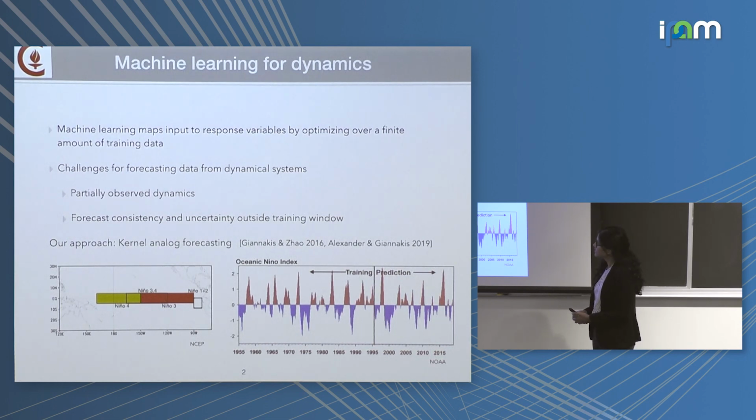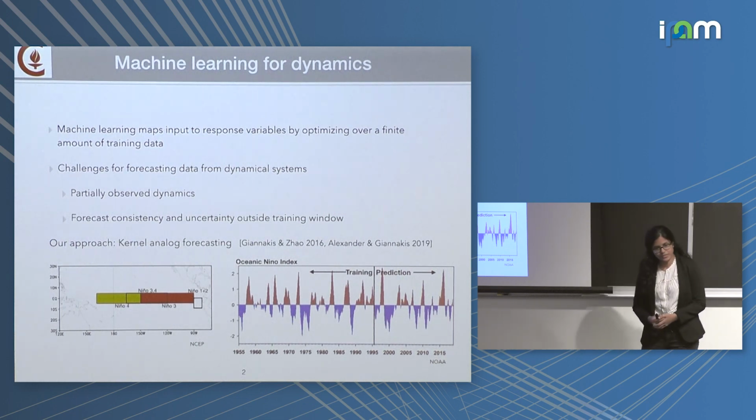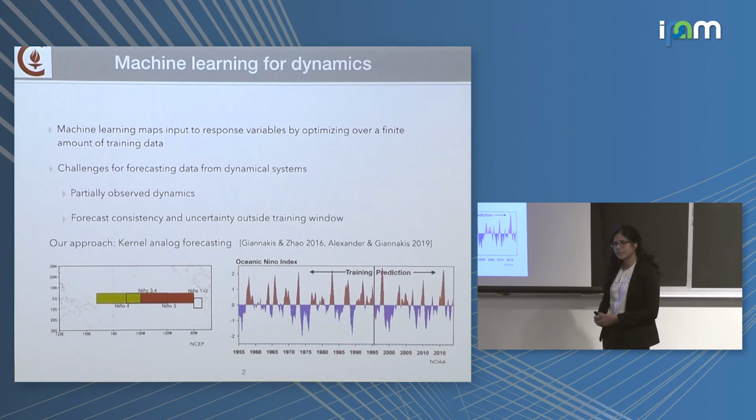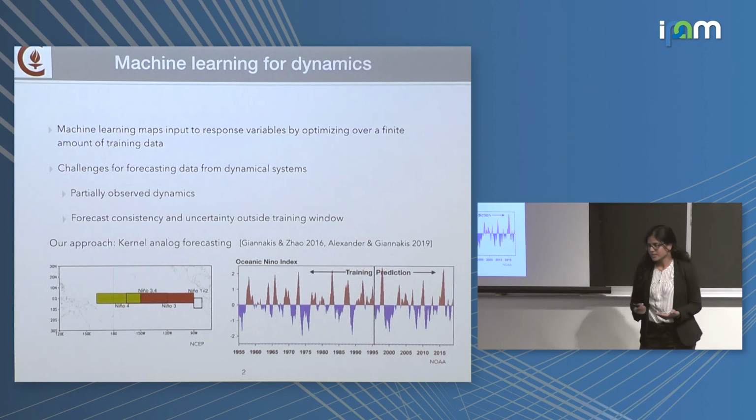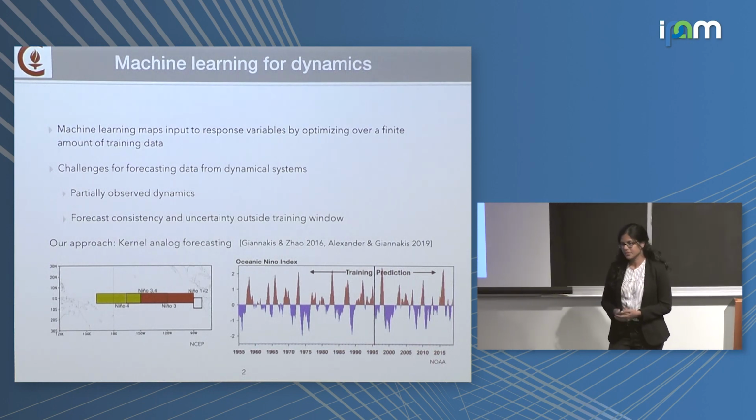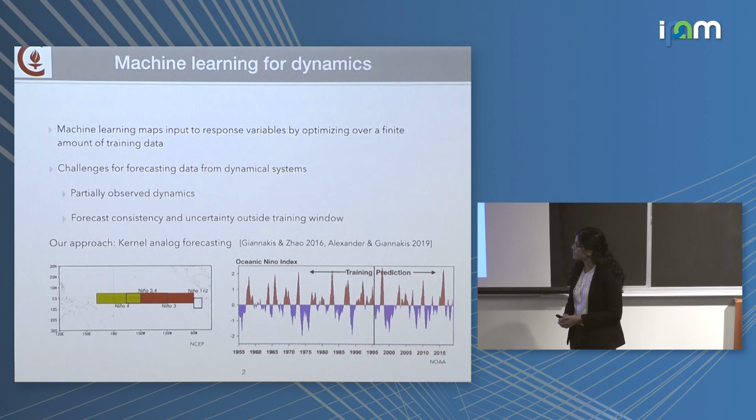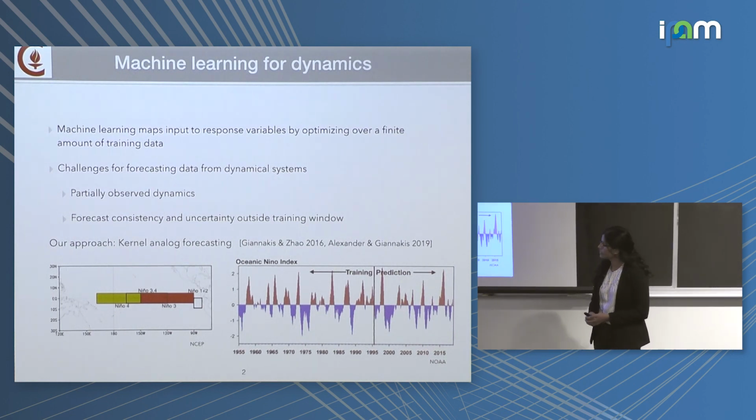And the challenges for forecasting data from dynamical systems are that sometimes you only partially observe the dynamics, and therefore you lose Markovianity in your observations. And when you construct a predictor using learning methods, you also want a way to enforce the dynamical structure and ensure consistency in the limit as you collect more and more data from the system, and also get an estimate of uncertainty outside a training window.